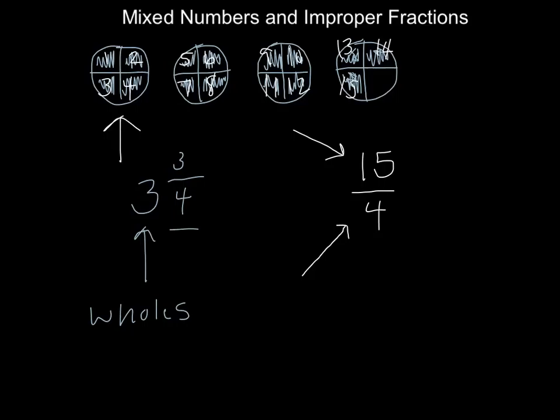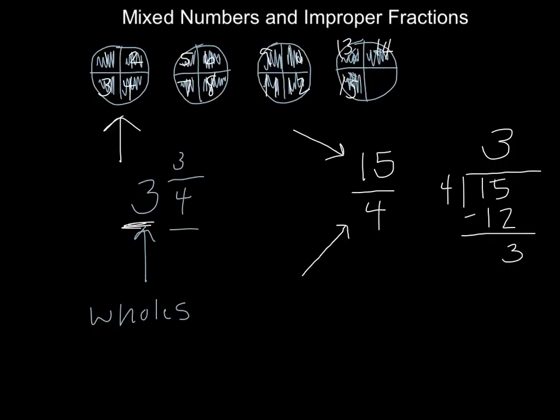Now, we know that fractions are a division problem. So when I read the problem 15 fourths, I know that this is also the same as 15 divided by 4. 4 can go into 15 3 whole times, just like I got over here with my mixed number. 3 times 4 is 12. 15 minus 12 is 3.